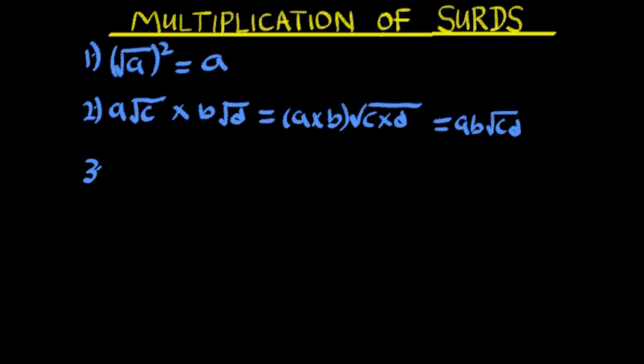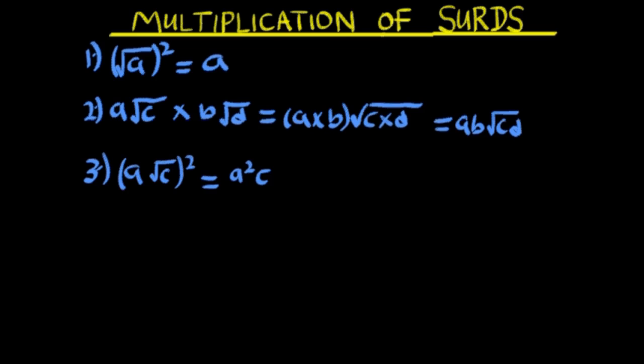Also, if you are given a root c, all squared, what we're going to do now is square each of the values within the bracket. So we're going to have a square and also root c square. Now the square cancels out the square root for the c, right? So we're going to be left with a square c. This would be our final value.